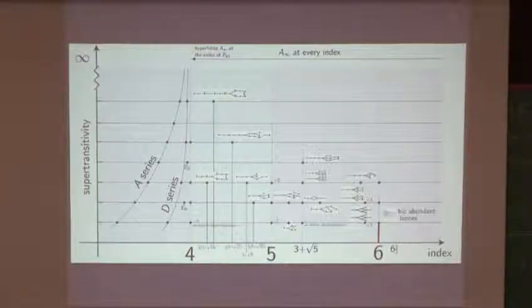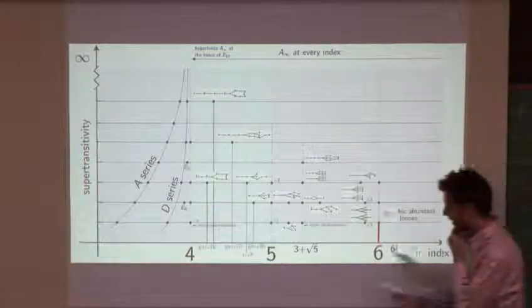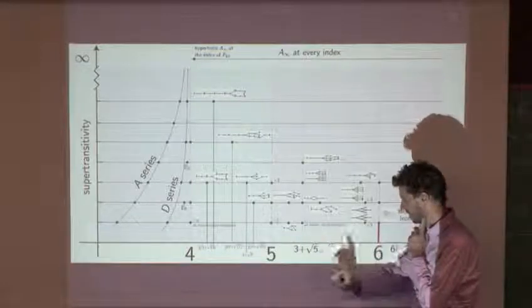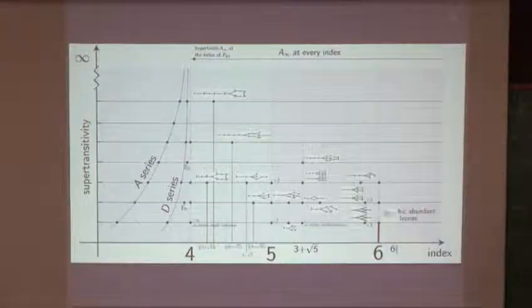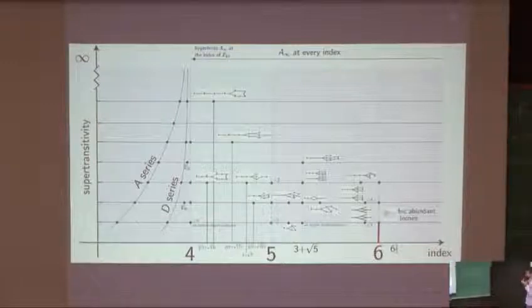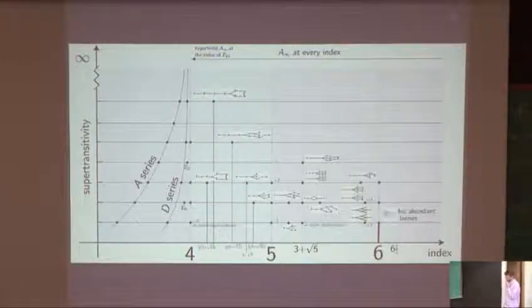Now, above index 5, the only theorems we have are in the one supertransitive case, where initially Emily and I got up to 3 plus square root 5 and just discovered that there's just one thing there, and it's a quantum group subfactor. Let's look at SU2 at level 7, I think. No, must be something smaller than that. I forget what number it is. SU2 at level 5. So that's just something coming from quantum groups, and otherwise there's nothing there.